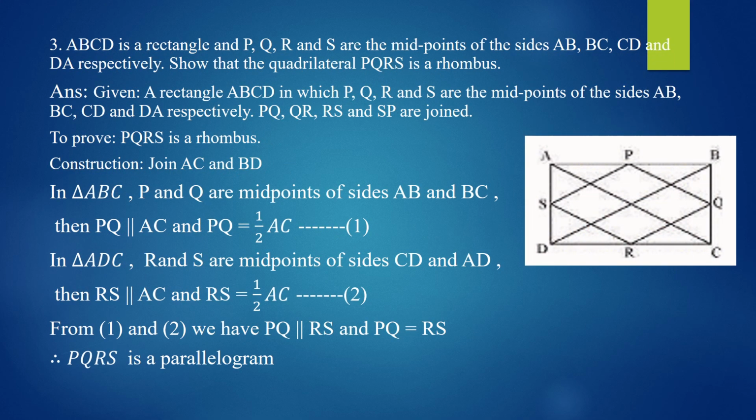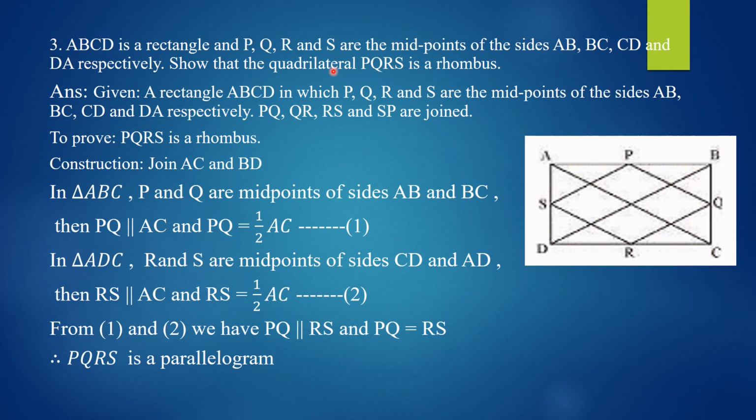Question number 3. ABCD is a rectangle and P, Q, R and S are the midpoints of the sides AB, BC, CD and DA respectively. Show that the quadrilateral PQRS is a rhombus.